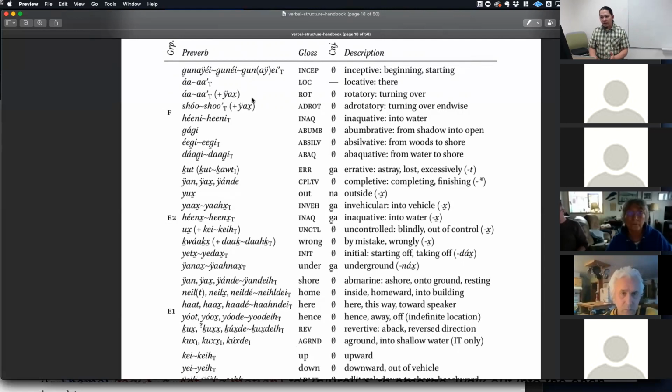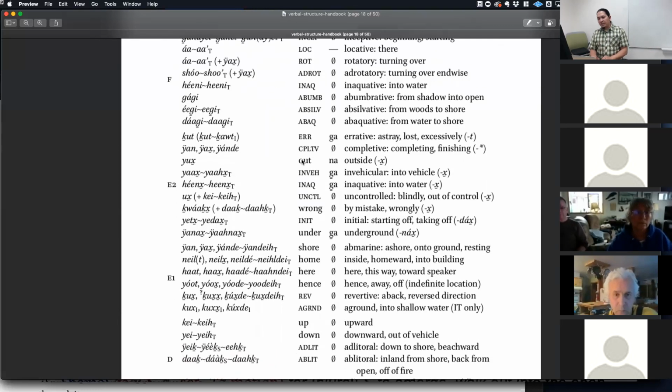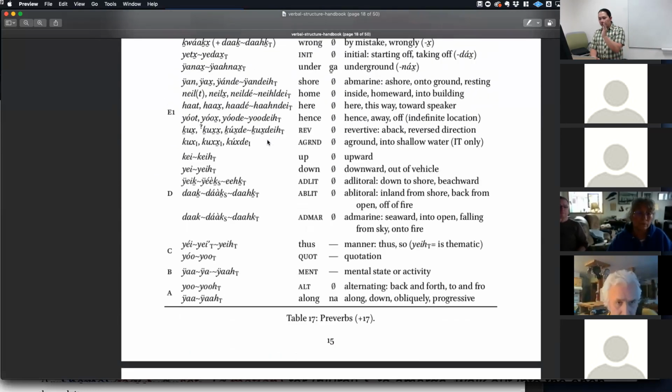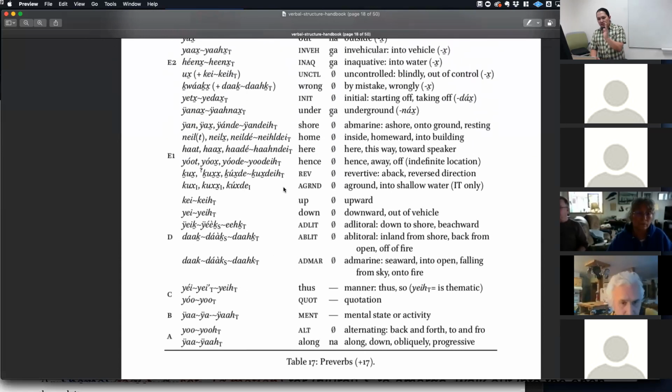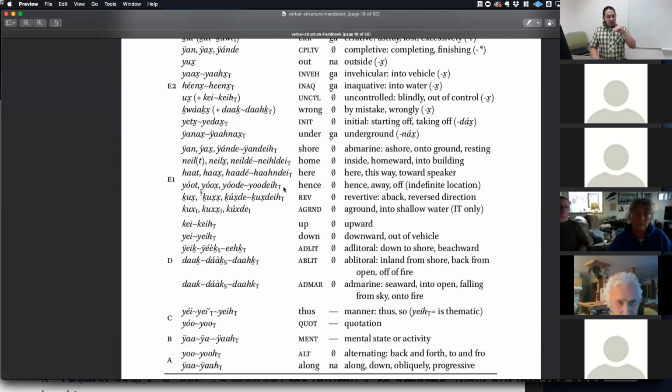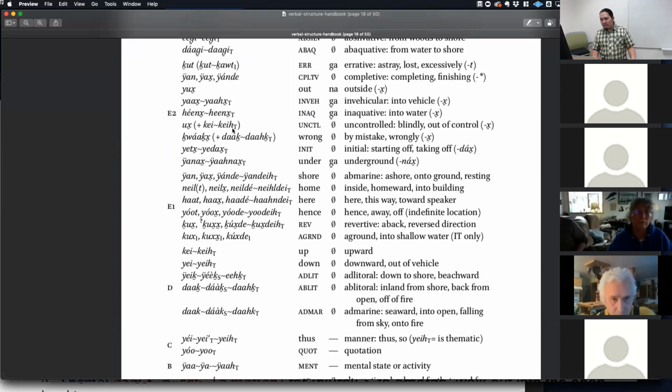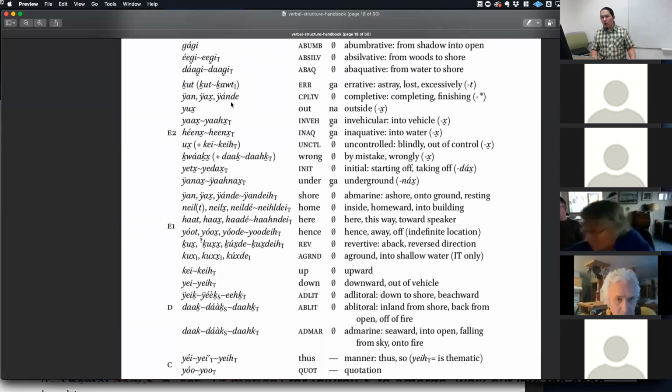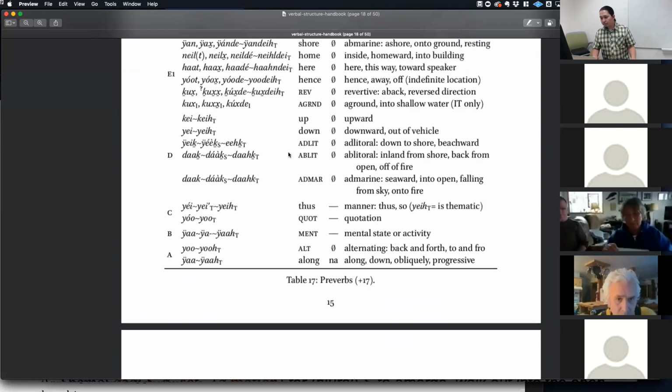But, qone or qonaye, if you've never heard that before, if you're starting to hear those things and you're saying, well, what is that thing? You could probably find them in here. So this is page 15, and these are things that can pop up before a verb. And some of them are directional things, and some of them are conceptual things, like by mistake is a conceptual thing. Going into the water is a directional thing.